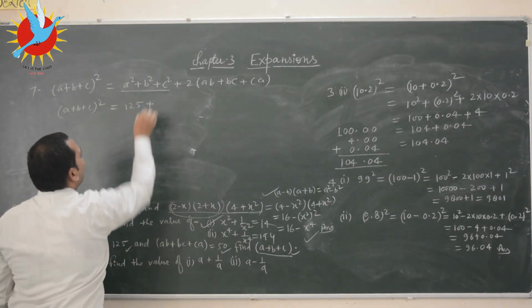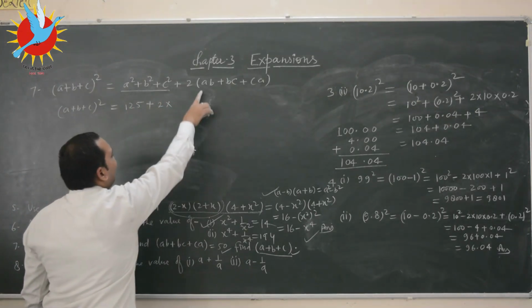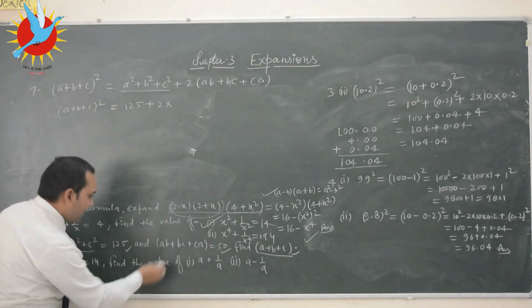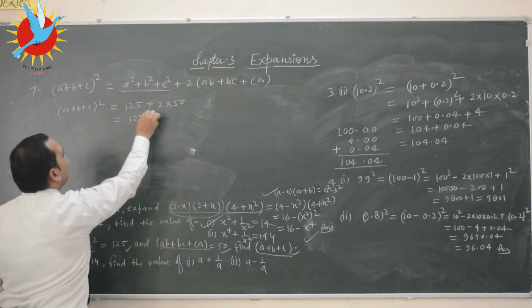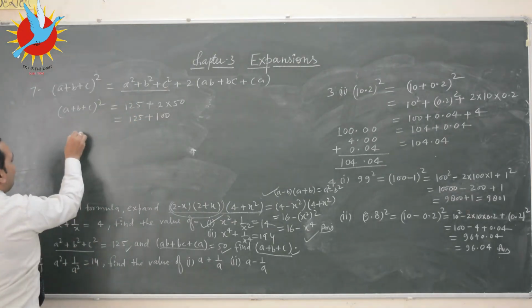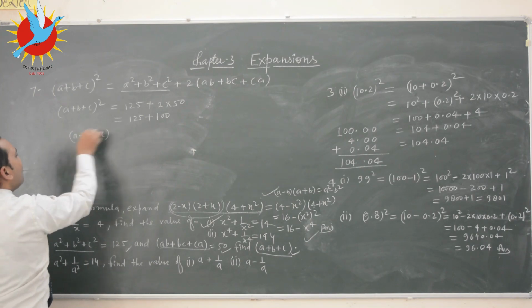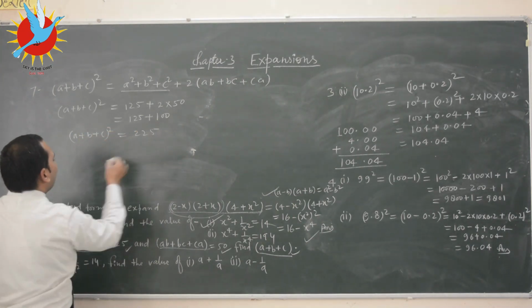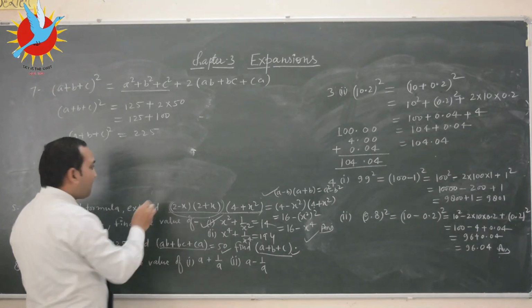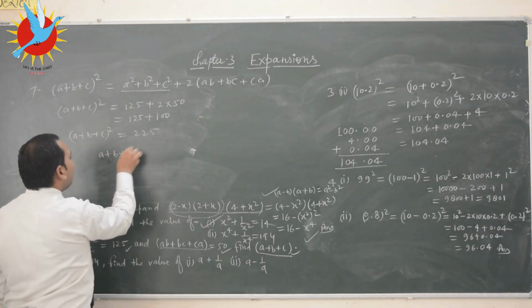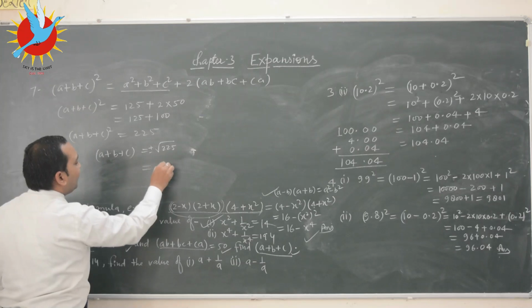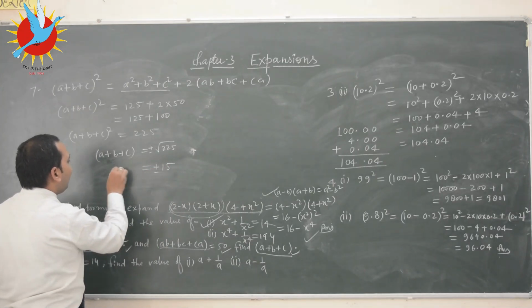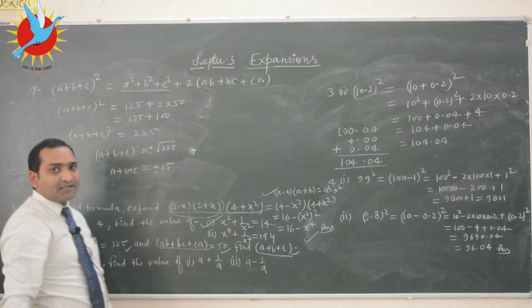125 plus 2 into (ab plus bc plus ca). The value is given 50. So 2 into 50, which is equal to 125 plus 100. So a plus b plus c whole square is equal to 225, and the value of a plus b plus c is equal to square root of plus minus 225, and finally it will be plus minus 15. The value of a plus b plus c is plus minus 15.